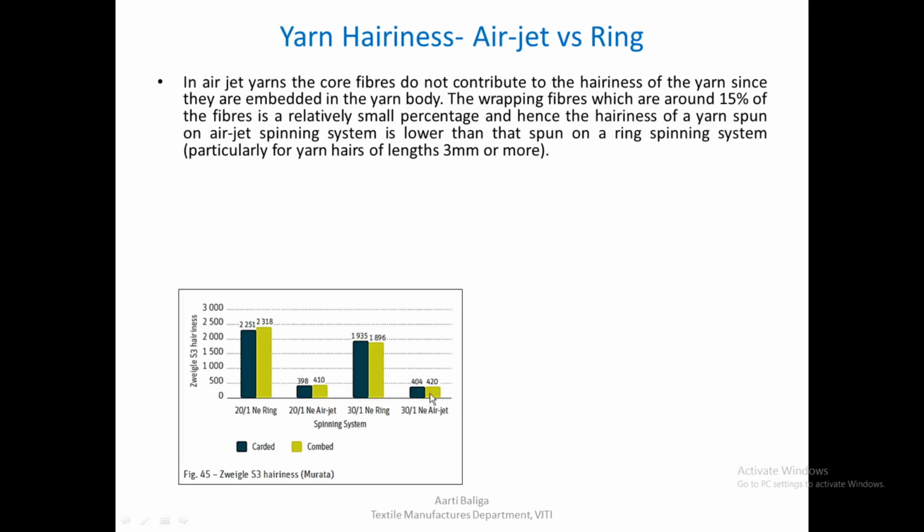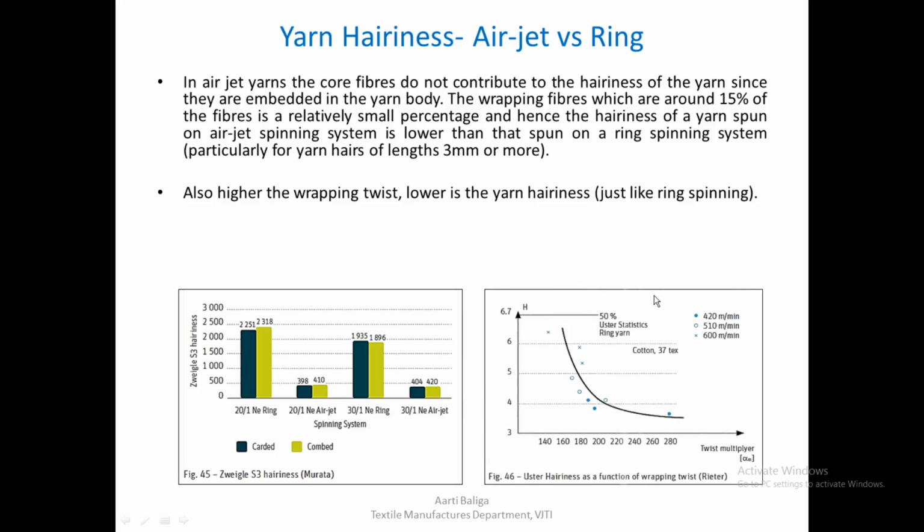In the same way, when we compare airjet with ring spun yarns, we definitely see, just like before, whether it is coarse or fine, a drastic reduction in hairiness. Coming to the next point, the higher the wrapping twist, the lower the yarn hairiness. This trend we also see in ring spinning. Here there is a graph showing twist multiplier and hairiness, Uster hairiness as a function of wrapping twist. We see here that as you go on increasing the twist, the hairiness is reduced.